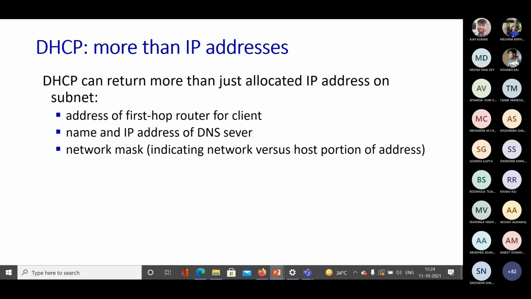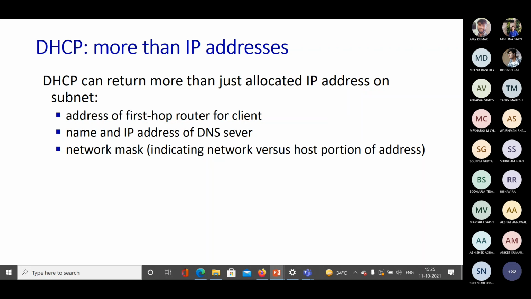Okay, now the question is, shall we just use DHCP only for IP address allocation basically? DHCP can be used for more than IP address allocation. So what other information can it have? It can give the address of the first hop router for the client. It can give the name and IP address of the DNS server. We know that we would be requiring the DNS server's address, right? And it will also give the network mask, right?